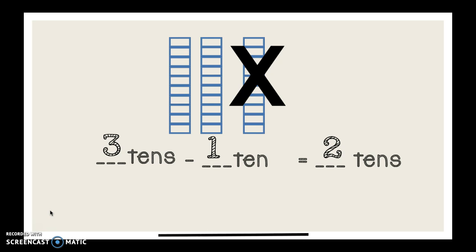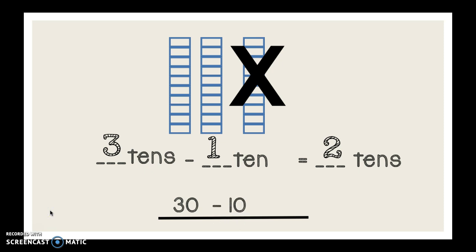All right, let's stretch our brains. Let's try to write it as a number sentence in the regular way. So we're going to say how many tens we had minus how many tens we took away, and then we're going to equal how many we have left over. Go ahead, try it on your own. Press play to check yourself. All right, let's see. I had 3 tens, so that's 10, 20, 30. Minus, I had 1 10 I subtracted, so that's 10. So 30 minus 10 equals, yep, 20.